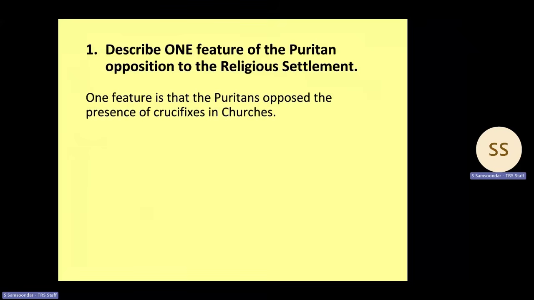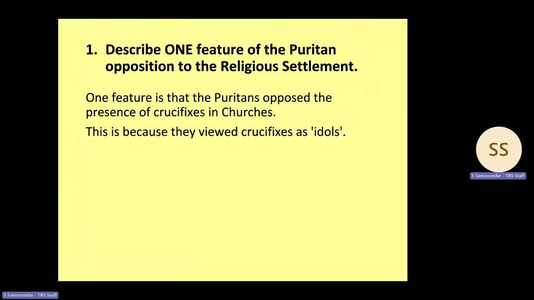So one of them was crucifixes, remember? So one feature is that Puritans opposed the presence of crucifixes in churches. That would be worth 1 mark. Remember, we have to develop that feature. We have to add some sort of detail. So a good example here would be why they challenged it or what the outcome of that challenge was.